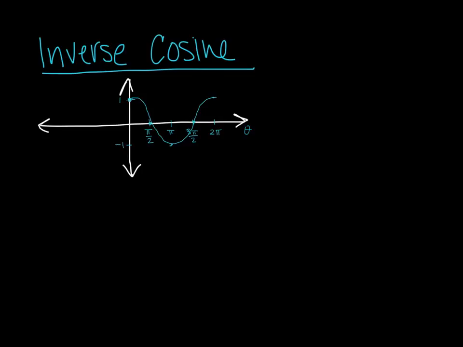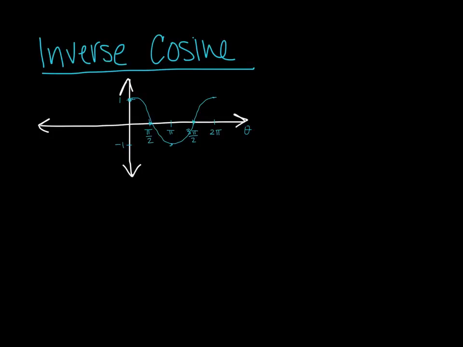Okay, so once again, this function is not one-to-one, because if you pick a y value, like 1/2, there are multiple inputs for which the cosine is 1/2. In fact, there are infinitely many. So once again, we have to restrict our domain.